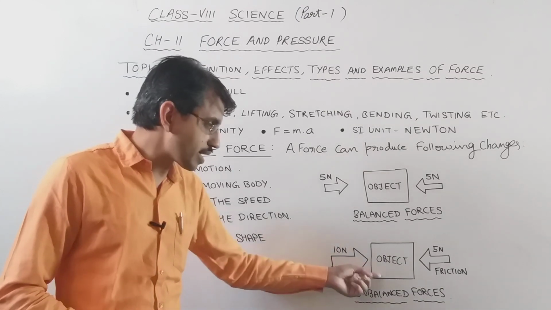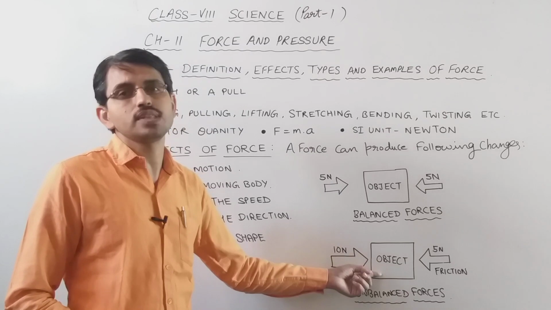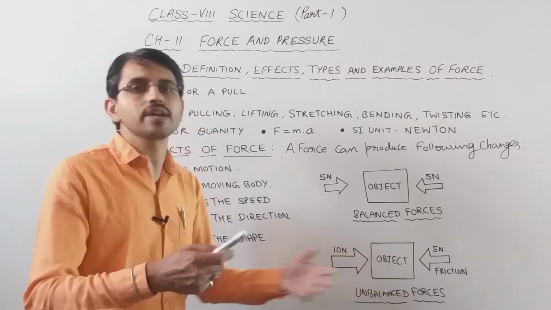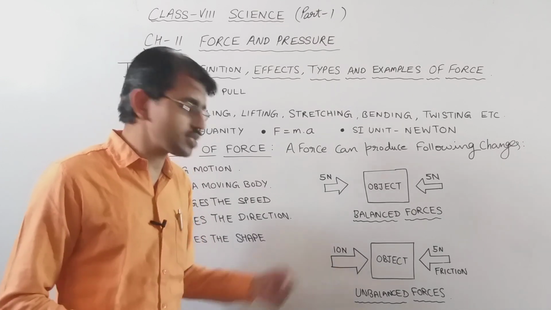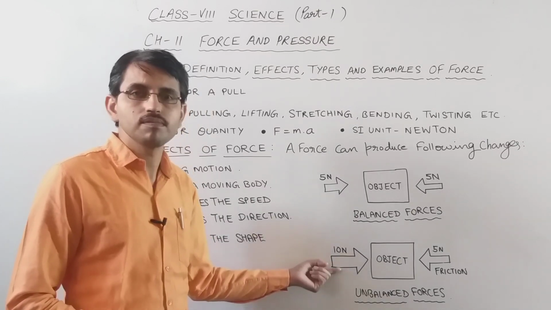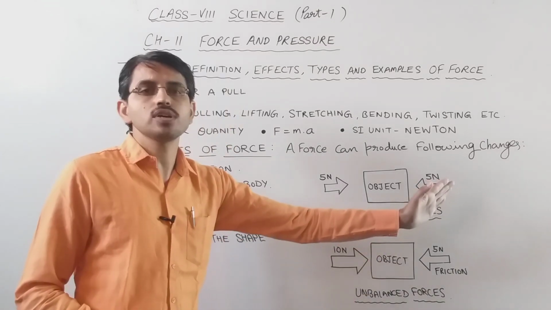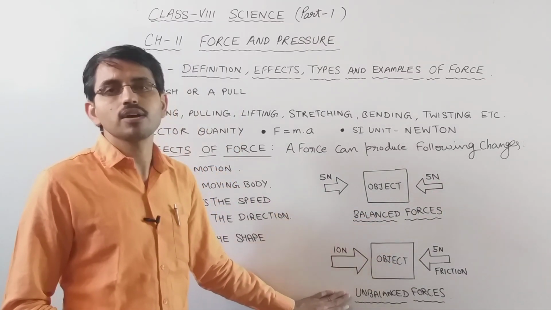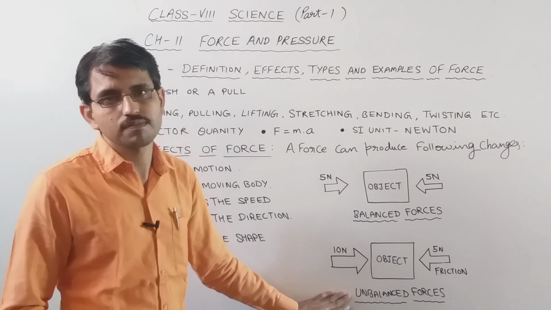So the net force acting on this object would not be 0 in this case. Hence the object will move in the direction of the greater force. So which force is greater? This force, and the object will move in the direction of the greater force. Such forces are called unbalanced forces.